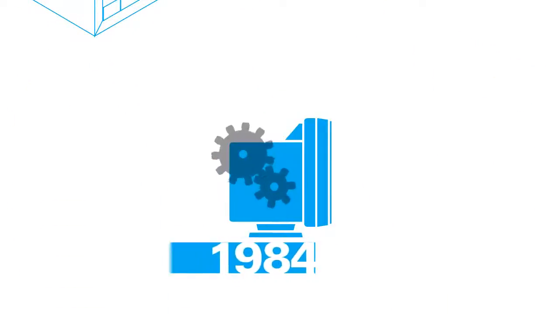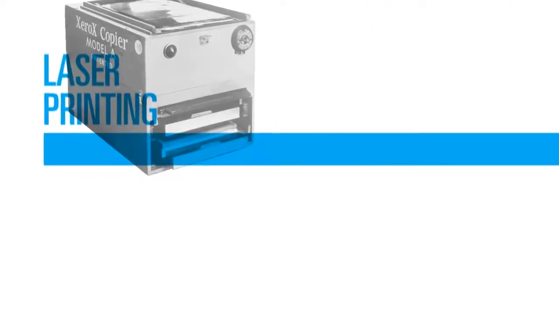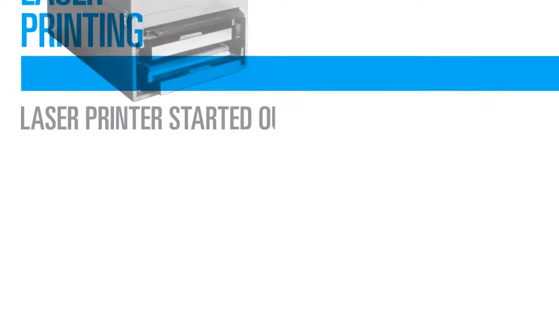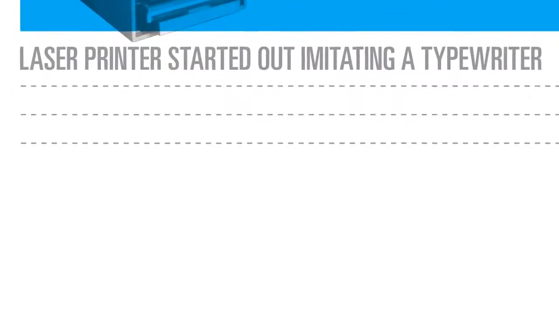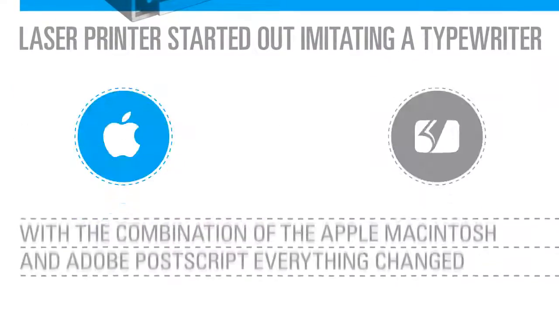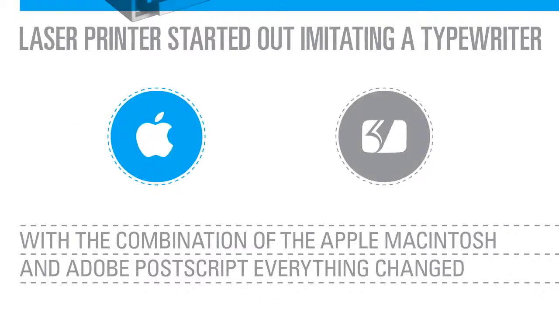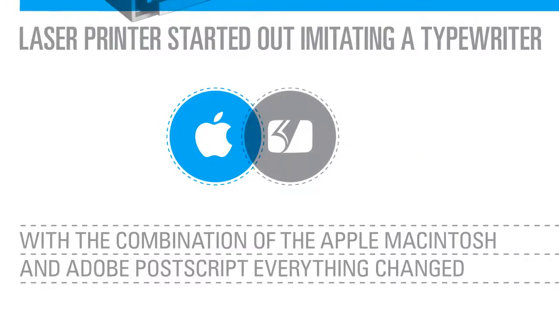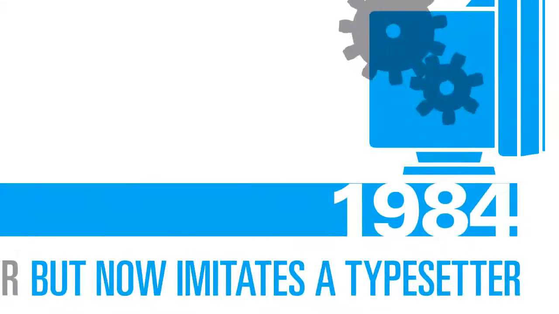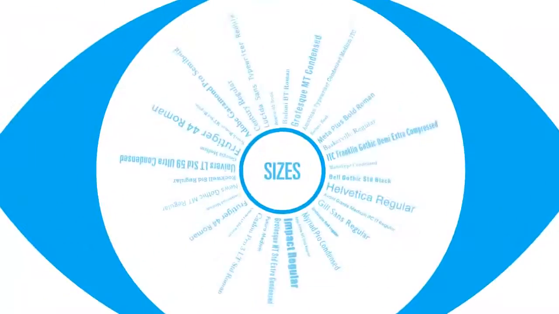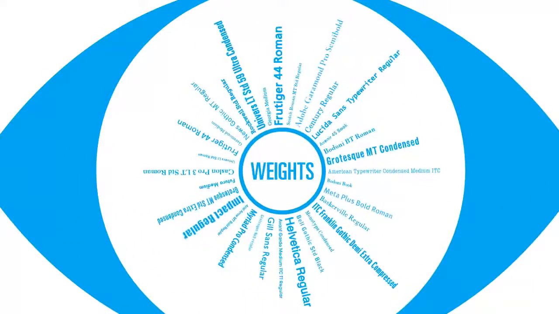In 1984, it was discovered that a computer could drive a xerographic copier, and the laser printer was born. The laser printer started out imitating the way text came off a typewriter, but with the combination of the Apple Macintosh and Adobe PostScript, everything changed. The laser printer behaved like a typesetter, where we saw various fonts, sizes, and weights of type.